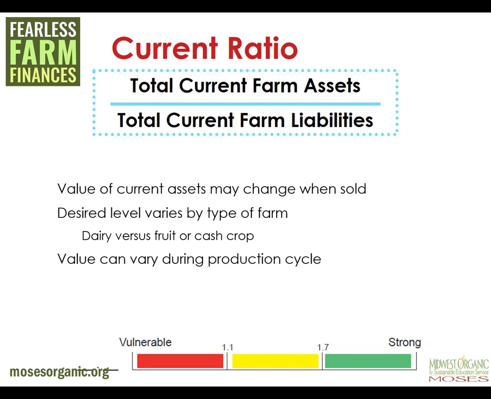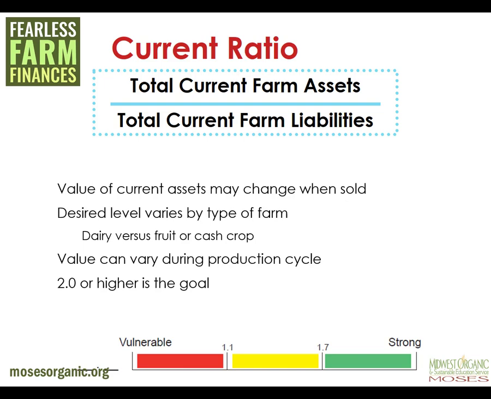And that's a whole other discussion. But just remember that it can vary depending on the day that we collect this data for our balance sheet. So just remember that our current ratio, 2.0 is the goal. And according to this, if you're at 1.7 or greater, it's strong. And if you're lower than 1.1, you're vulnerable. So just think about it.